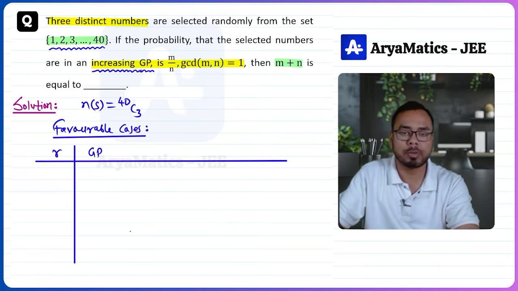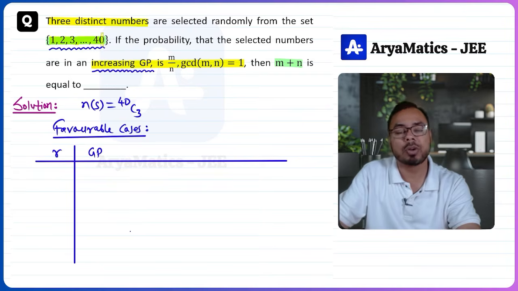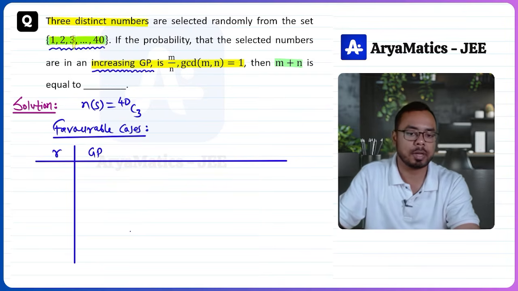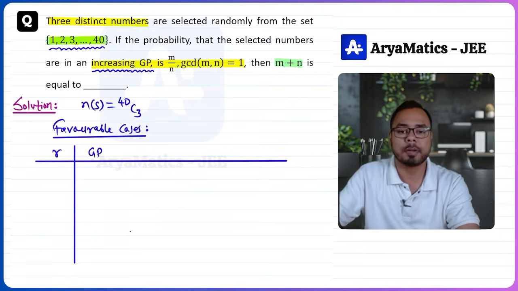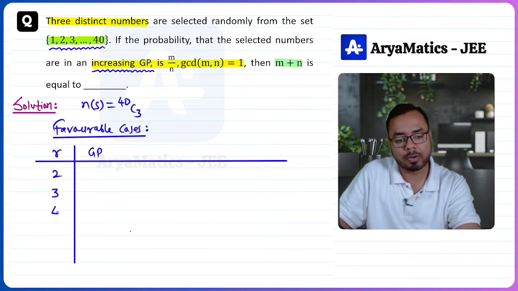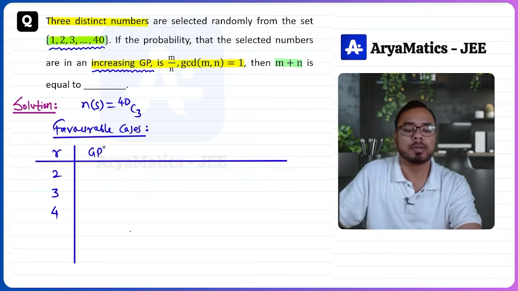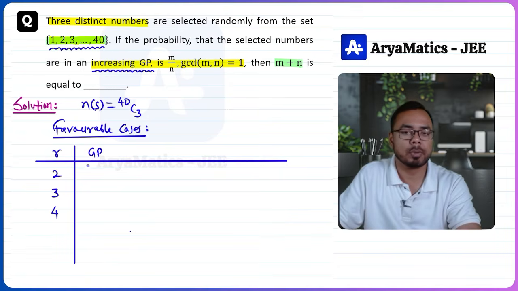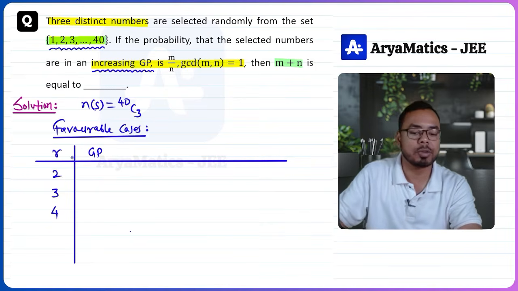Increasing GP, common ratio more than 1, and because all integers are there in this set, the common ratio must be an integer. It cannot be a fraction, because then you will not get terms from this set. So if the common ratio is greater than 1 and an integer, it has to be 2 or 3 or 4 and so on. Now, suppose I take common ratio as 2, let us see how many GPs we can create with common ratio 2.